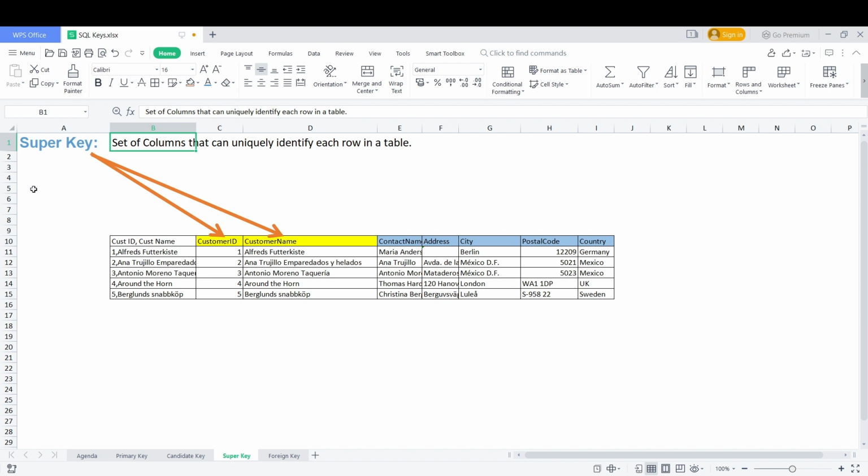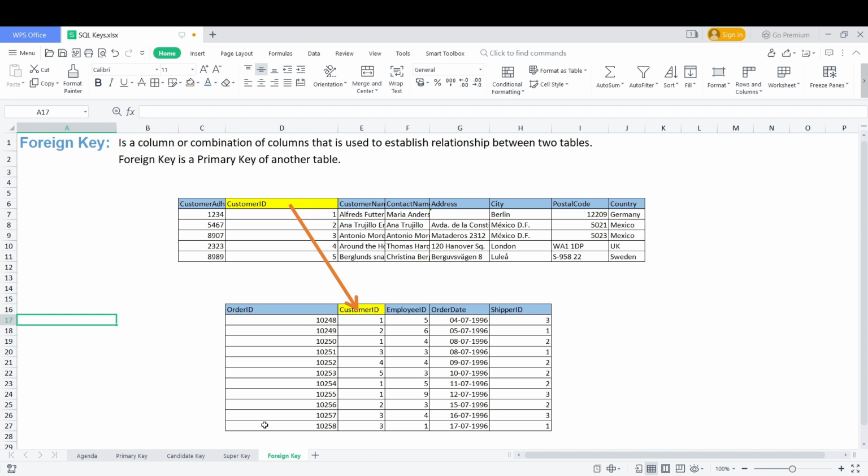So super key, again, super key is something that is a combination of two columns. Okay, when we combine two columns and we try to create a unique ID, let's say, okay, that becomes our super key. Now let's talk about the foreign key. This is something that is the most important concept, because this is where all this primary key, candidate key, and super key, they all come together and they work as one.